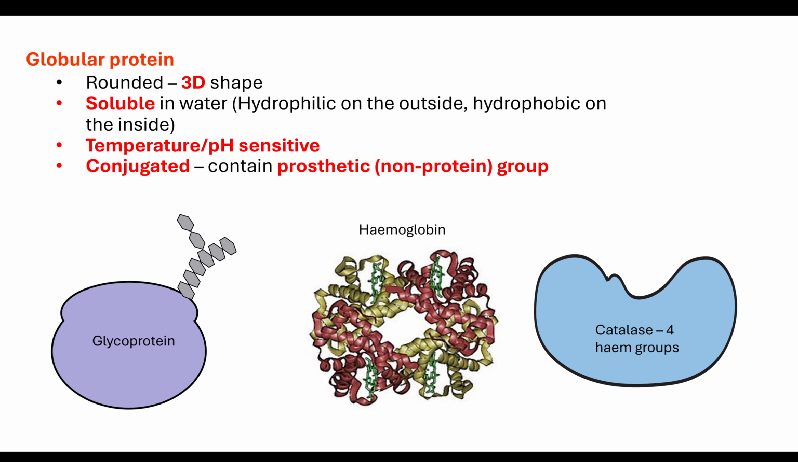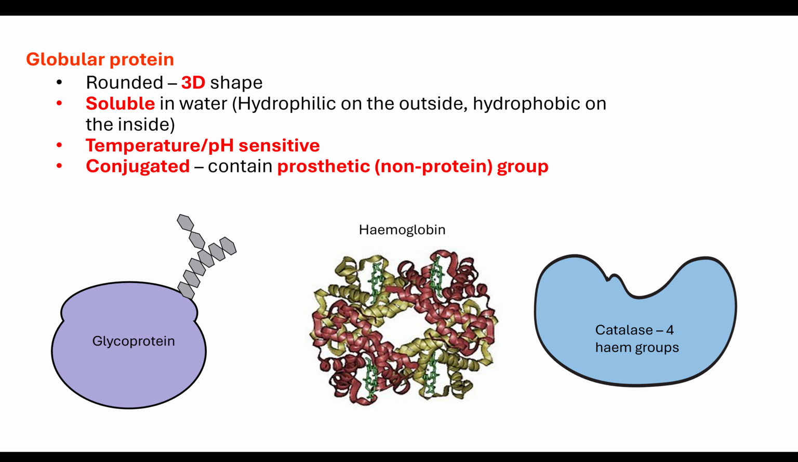We can also talk about a protein being either a simple protein, if it's a globular protein, or we can talk about it being conjugated. If we have a conjugated protein, what we have is a protein that contains a prosthetic group. Now, a prosthetic group is a non-protein group. It could have a carbohydrate attached to it, in the form of a glycoprotein, that is a protein with a carbohydrate attached. It could be a heme group which is attached.